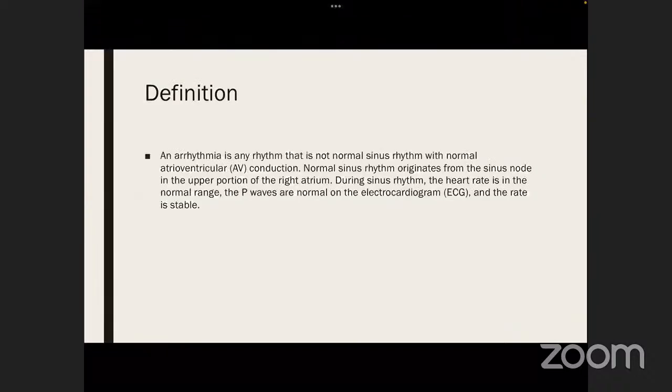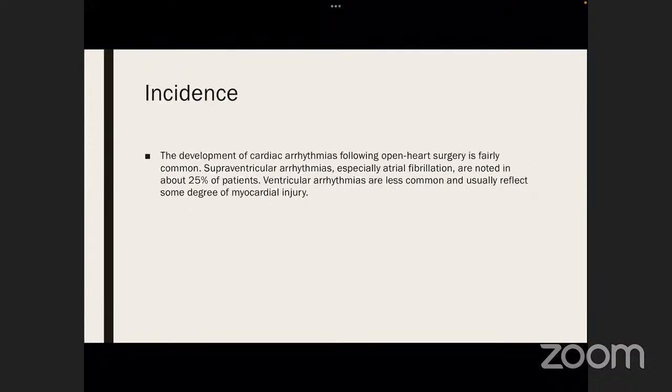So we'll start by definition of the arrhythmia. Arrhythmia is any rhythm that is not normal sinus rhythm with a normal AV conduction. For the incidence of the arrhythmia following cardiac surgery, open heart surgery, it is fairly common, noted in about 25% of patients. That is for the supraventricular arrhythmias. As for the ventricular arrhythmias, they are less common, but they usually reflect some degree of myocardial injury.